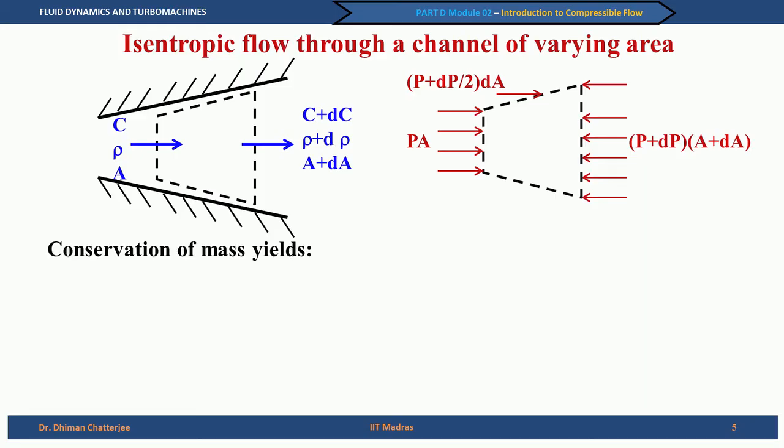We can do the conservation of mass like the way we have done last time, but please note that the area is not constant. So, rho C A is the mass flow rate entering the control volume, and rho plus d rho multiplied by C plus dC multiplied by A plus dA is the mass flow rate which leaves the control volume. For a steady flow, rho C A must be equal to what leaves from the right side. No mass can leave from the slant surface because the wall is present.